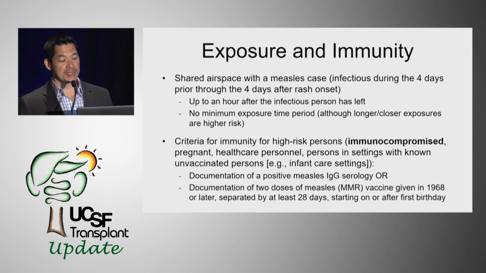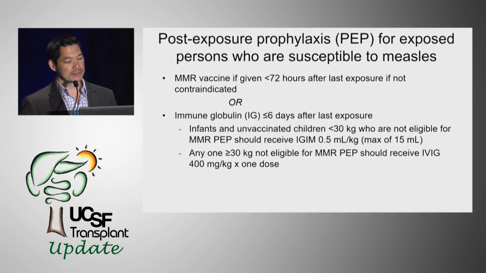The criterion for immunity in a high-risk patient, like a kidney transplant patient, includes documentation of positive measles IgG serology, so doing a titer, or documentation of 2 doses of measles given in an MMR vaccine in 1968 or later, separated by at least 28 days, starting on or after the first birthday. So even at UCSF and many other health facilities, given the scope of the epidemic, we're being asked to prove measles immunity to infection control and to the hospital group before being allowed to continue working.